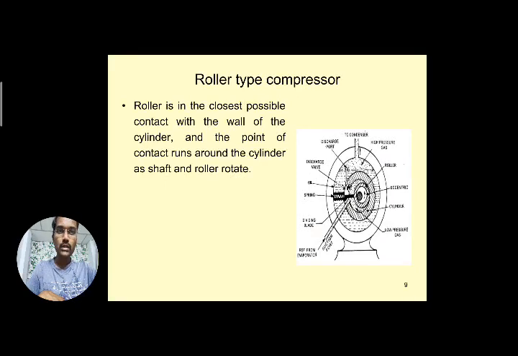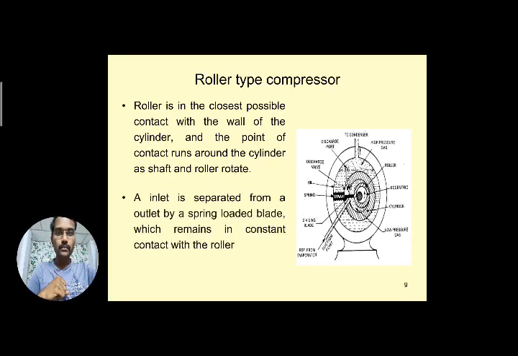Roller is the closest possible contact with the wall of the cylinder. I hope you understood that point. So the roller is making close contact with the cylinder at every time, and the point of contact runs around the cylinder as the shaft and roller rotate. The shaft is rotating, the roller is rotating, and the roller always makes contact with the cylinder at a point. It is a point of contact between the cylinder and the roller.